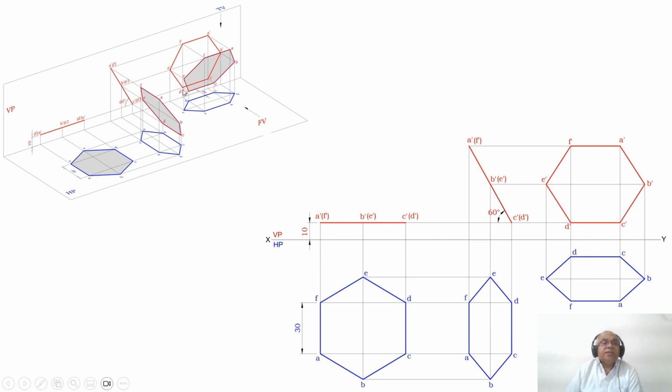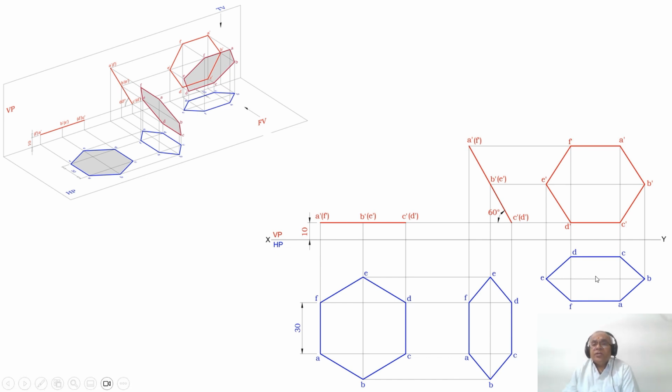How do I know that? You can see here, this is the distance we are talking about, which is 10 mm in front of VP. However, we have not shown the dimension here, but we have kept 10 mm in front of VP. So that means I am rotating the second position top view in a counterclockwise direction and keeping it in front of VP by 10.